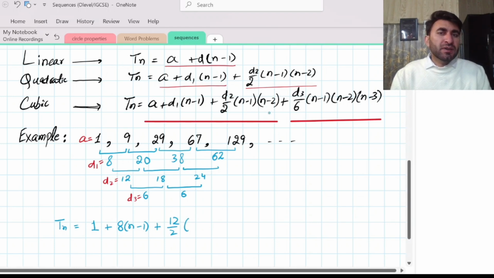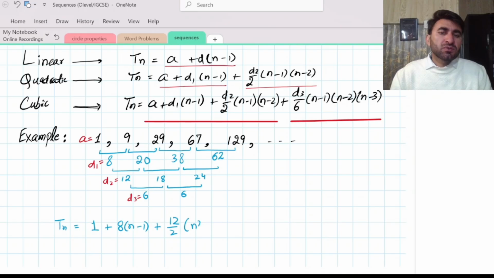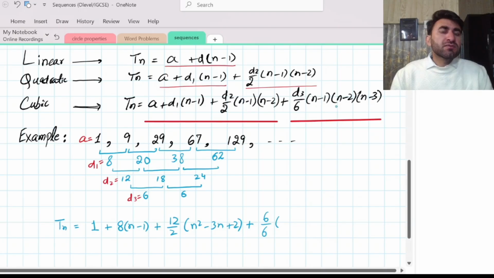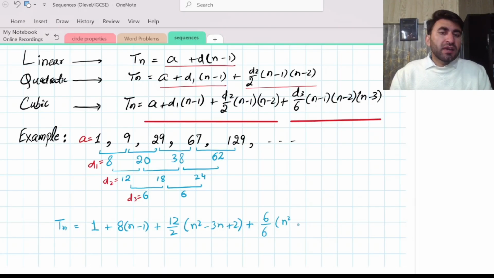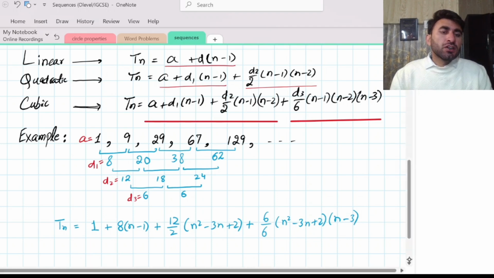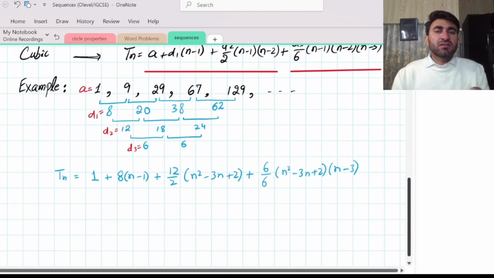So I am multiplying it first. It becomes n square minus 3n plus 2. And then it is D3 divided by 6. We know D3 is 6, so it will be 6 divided by 6 times n minus 1 into n minus 2. We have multiplied these two terms, and they become n square minus 3n plus 2, and then we are going to multiply it with n minus 3. So now start the simplification of this.